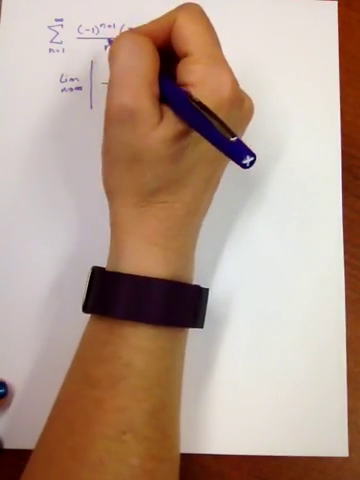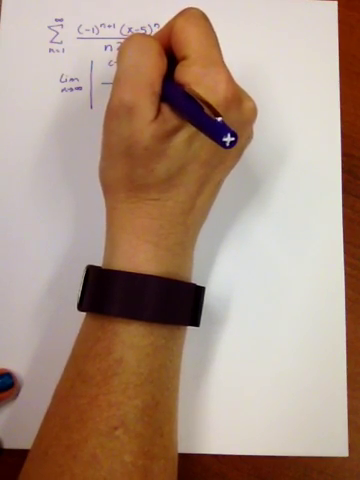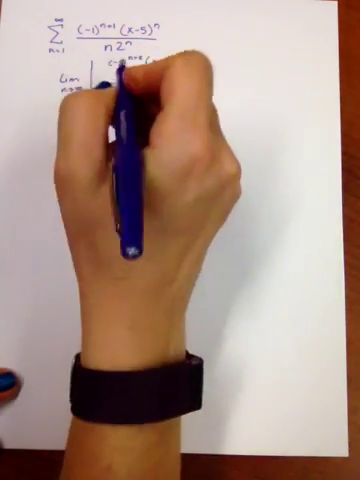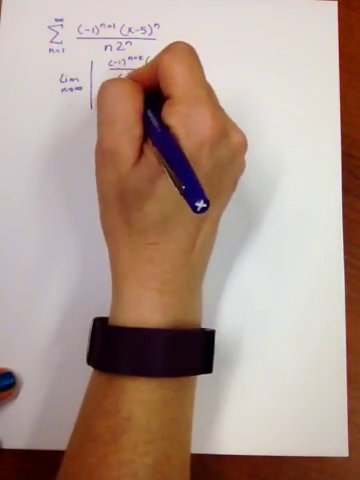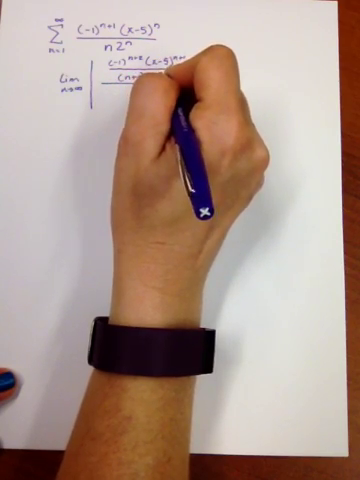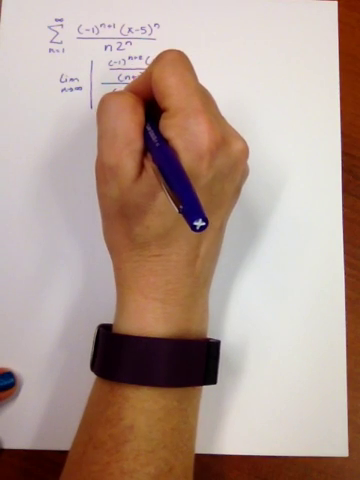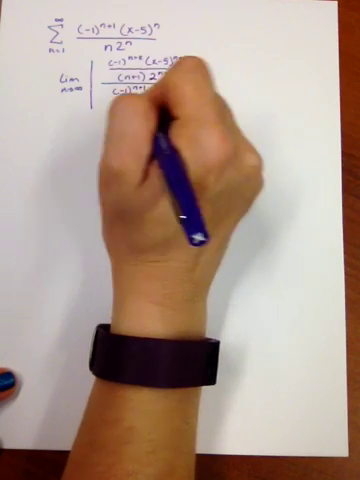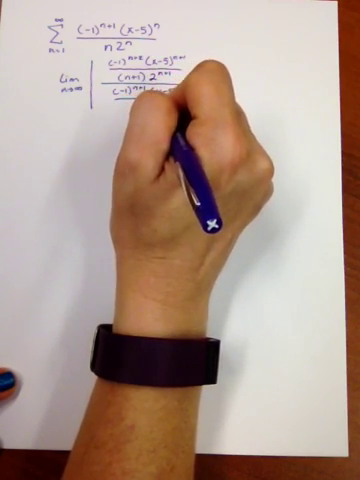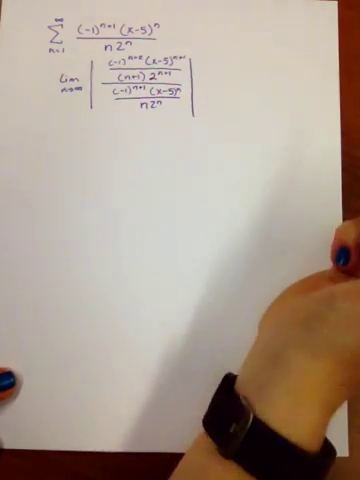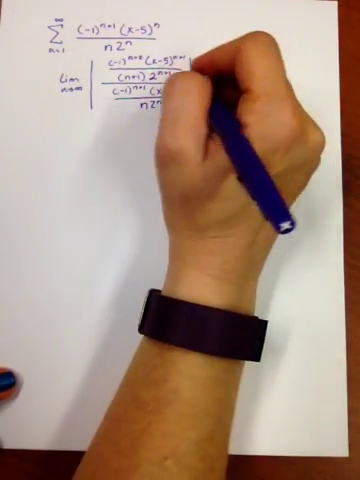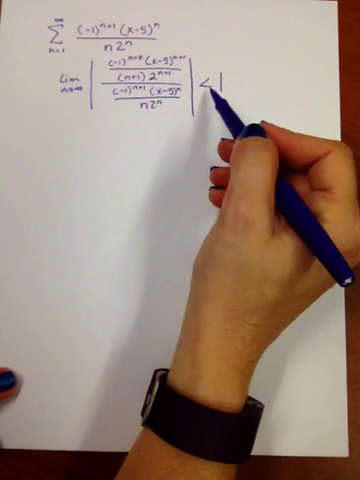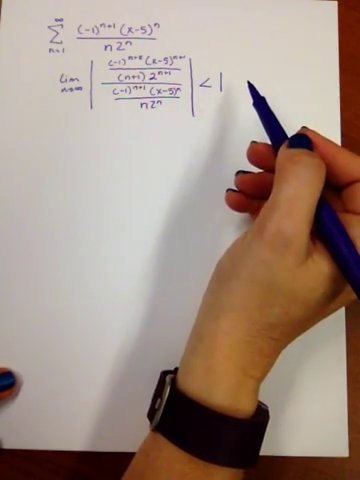So our n plus 1th term will be -1 to the n plus 2 times x minus 5 to the n plus 1, divided by n plus 1 times 2 to the n plus 1, and that's over the nth term. So -1 to the n plus 1 times x minus 5 to the n over n times 2 to the n. We're taking the absolute value of all of that, and we know from the ratio test that this will converge when this limit is less than 1. What we don't know is what happens when it's actually equal to 1. That's where the ratio test fails and we have to try something else.